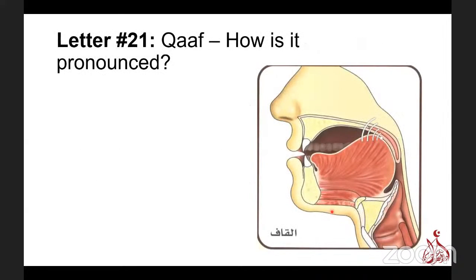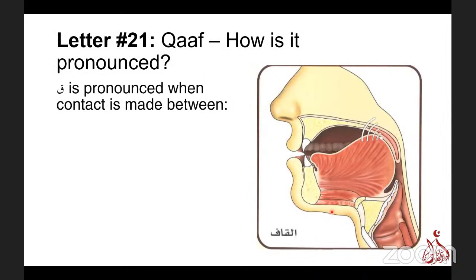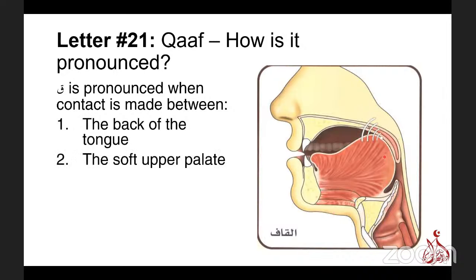Let's move on to the letter Qaaf. Qaaf is pronounced when contact is made between the back of the tongue and, right above it, the soft upper palate. All the way at the back of your mouth, it first starts off really hard, then it gets softer and softer, and all the way at the back, it gets very soft at the top of your mouth. The back of the tongue rises and fully touches that and closes off the entire area. Once the area is completely closed off, the letter Qaaf can be pronounced.